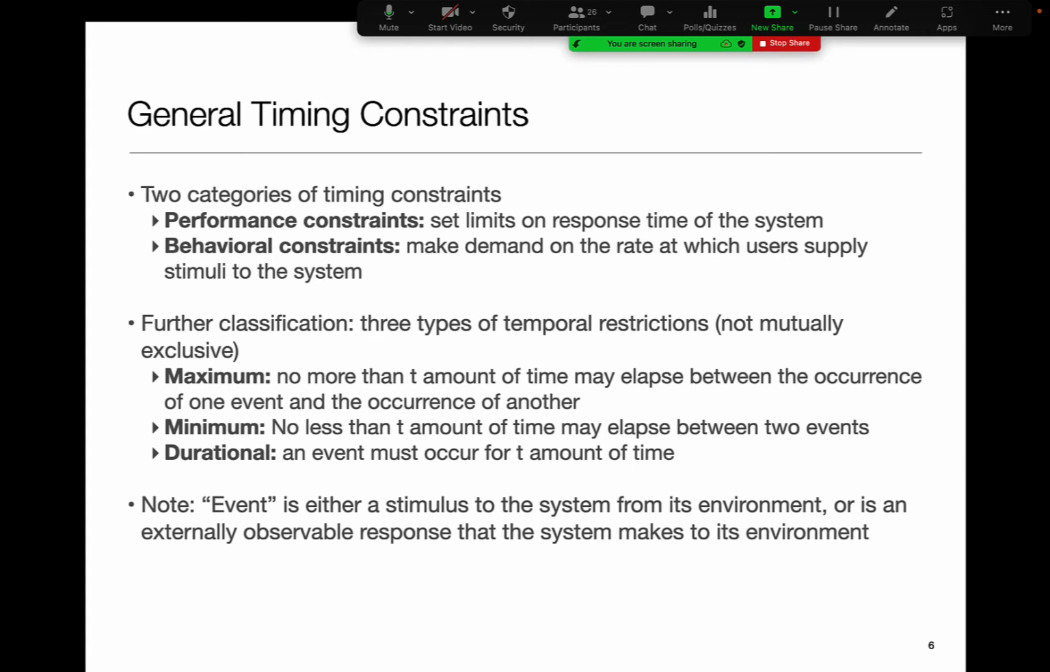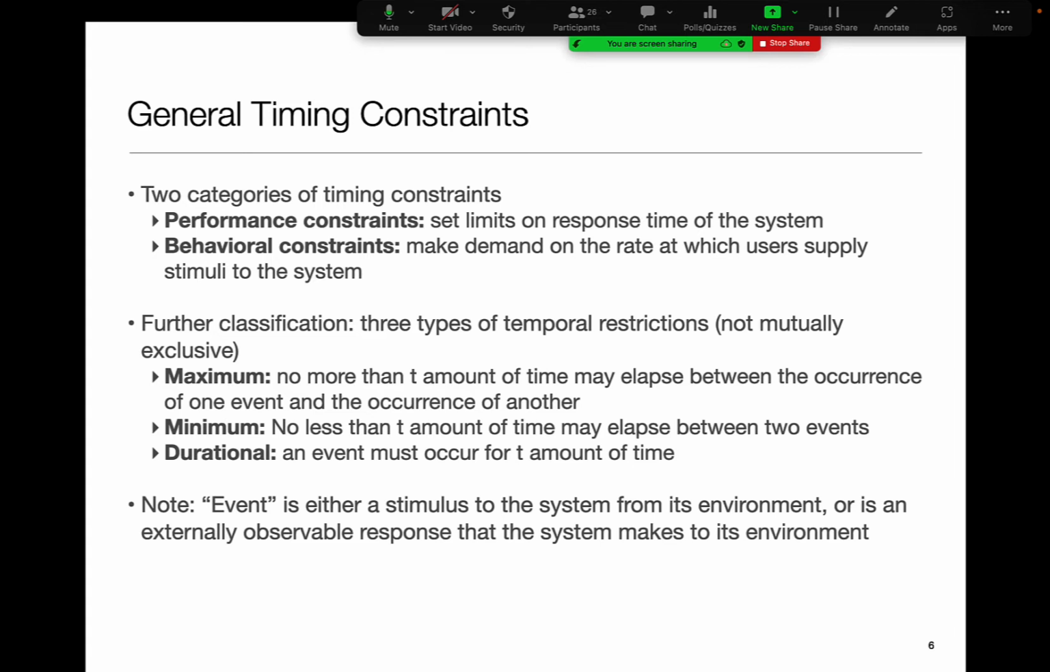In general purpose computing, like I said earlier, we usually think about timing in very general terms, in terms of throughput and such. So if you think about any system, there are two types of timing constraints that one has to consider.